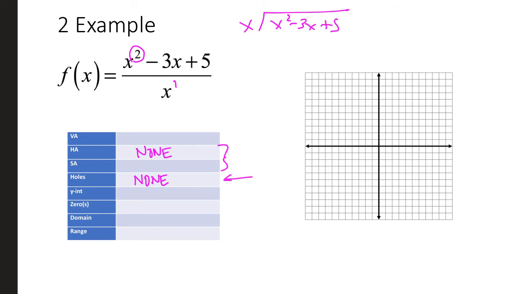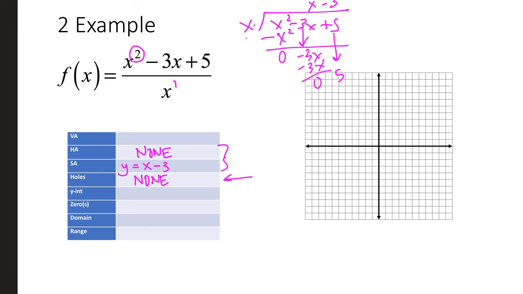Okay, so let me do some long division to get the slant asymptote, which also automatically means that there is no horizontal. All right, so x goes into x squared x times, then you multiply, and you subtract, and you bring down. Now I need x to go into -3x, which goes -3 times. I multiply, and then I subtract, and I bring down. Now you get to ignore the remainder. So the slant asymptote here is x minus 3.